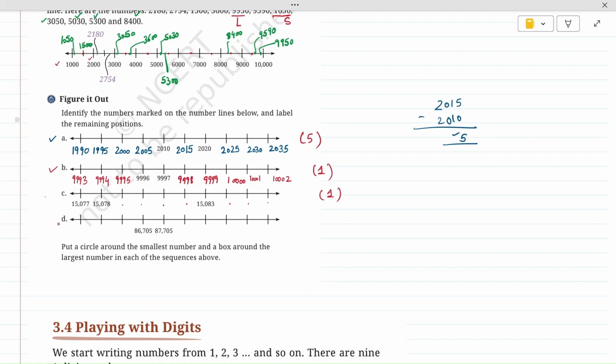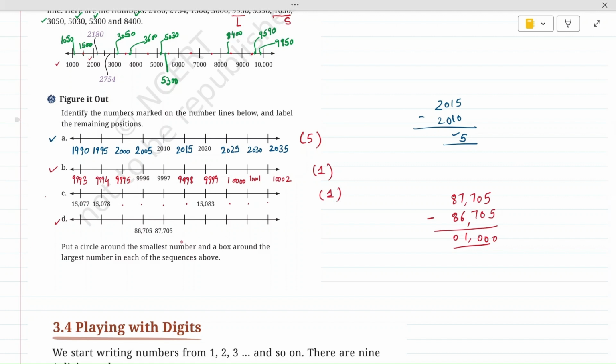Now I will take the last part, the D part. What is given to us? 86705, 87705. So that means there is a difference of 1000. How? We can directly subtract and see: 87705 minus 86705. These are just the neighboring adjacent numbers, and we have to find the difference. This is 0, 0, 0, 1 and 0. So there is a difference of 1000. So what will we do? We will add 1000 on the right side and subtract on the left side.